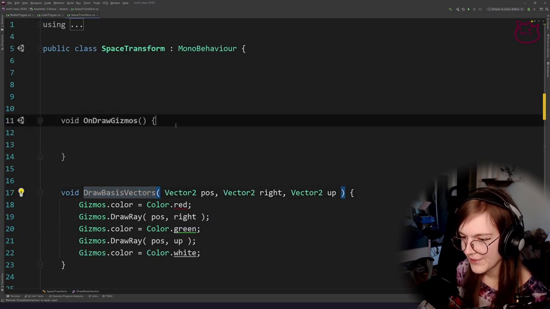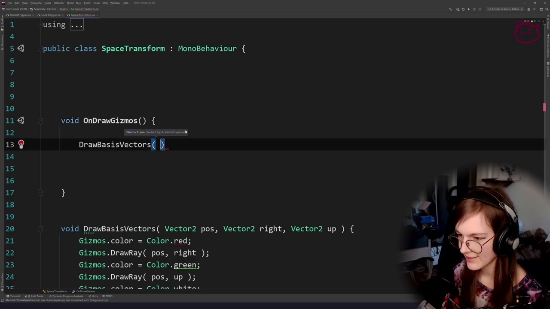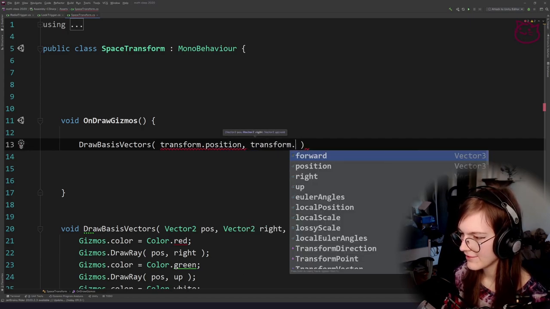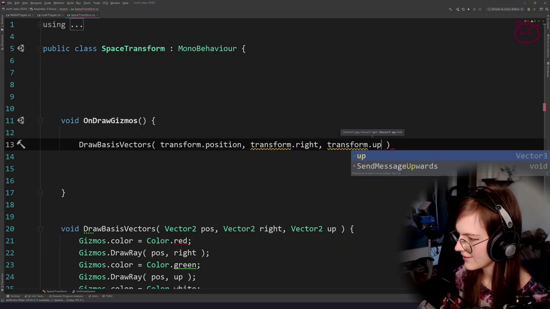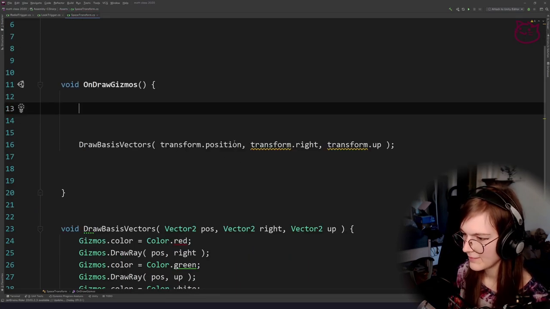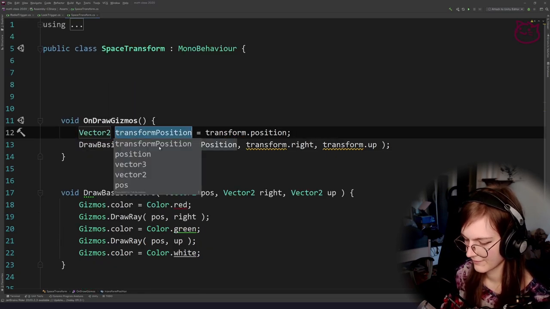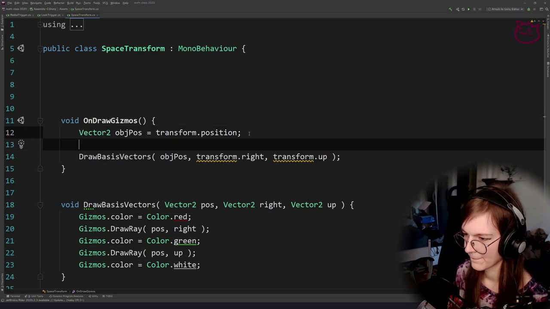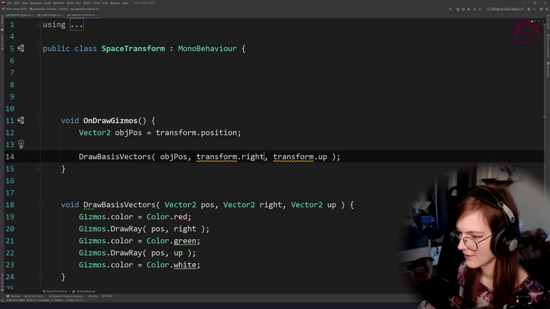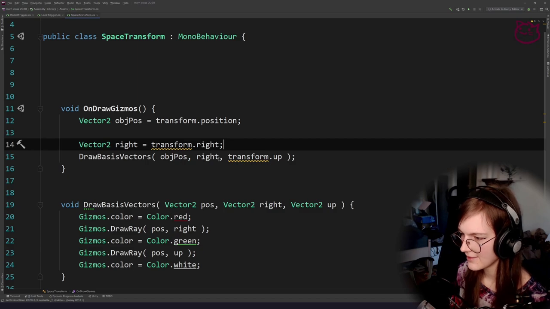Okay, now I have a simple function to draw the basis vectors of something. So let's draw the basis vectors of this object. So position would be transform.position. Then we have transform.right, transform.up. We might actually want to make variables out of this. I guess we should do this one too. Right.